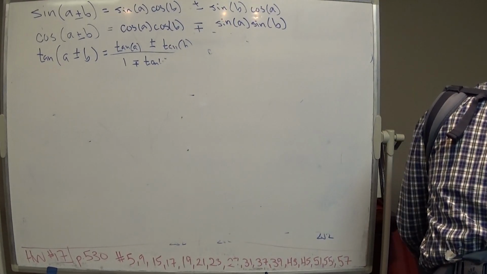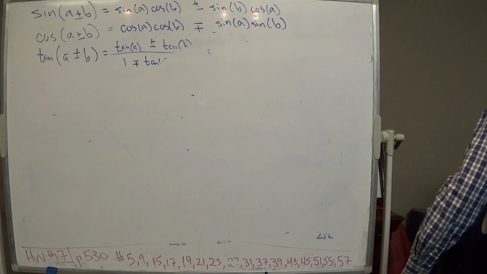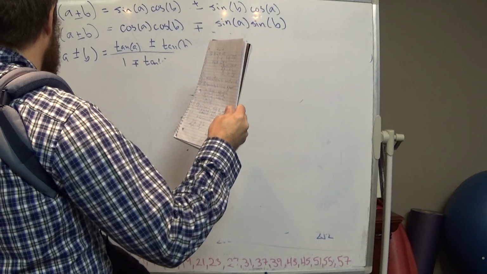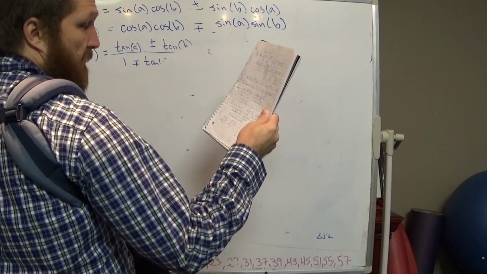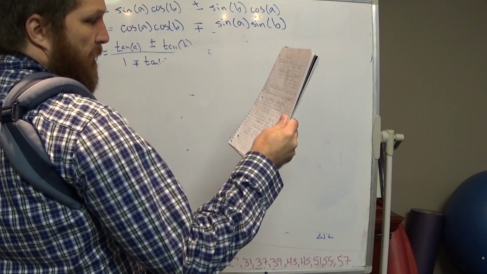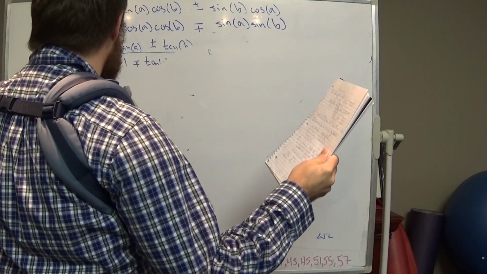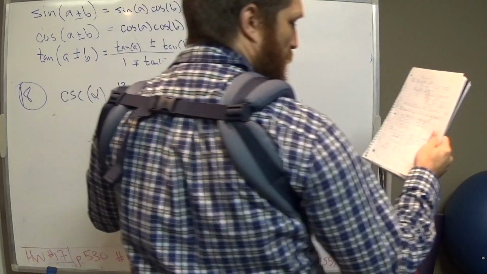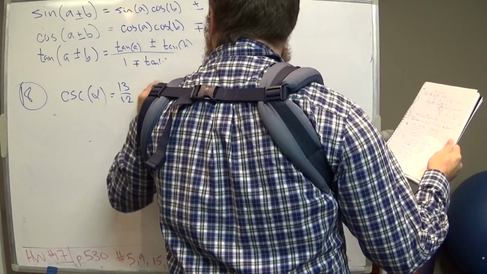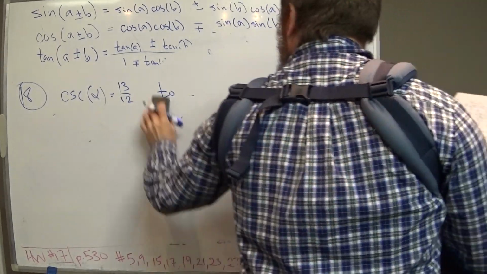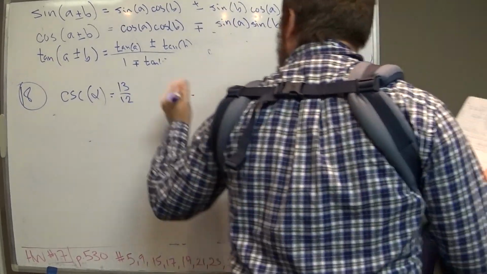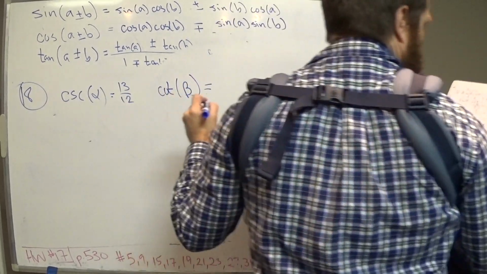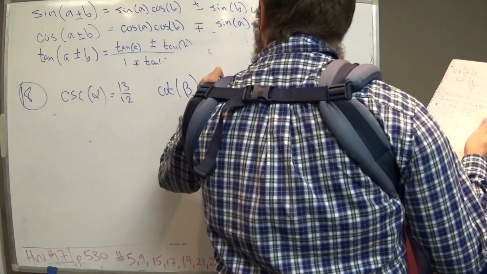Check. Yep, 18. It tells you that both angles alpha and beta are acute. Why would they tell you that? Well, we'll see in just a second. It tells you that alpha and beta are acute, that cosecant alpha is equal to 13/12, and that cotangent of beta is equal to 8/15.